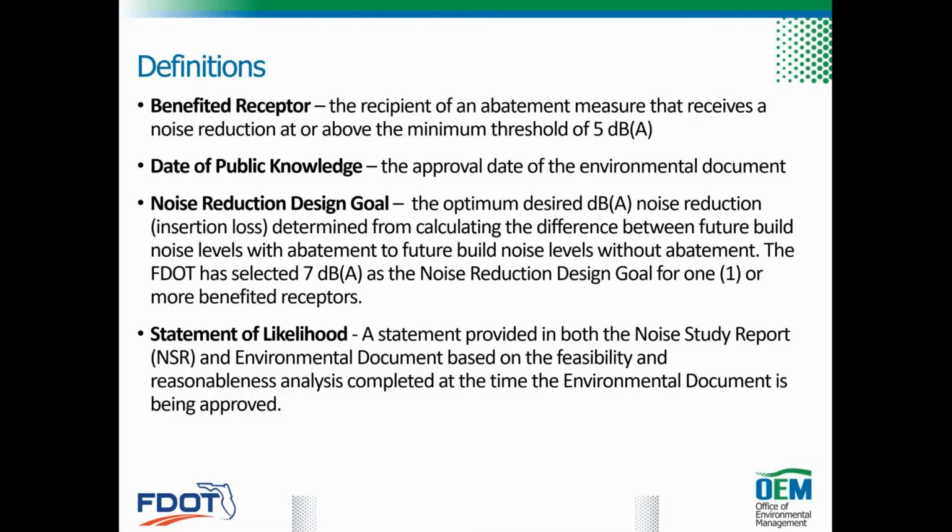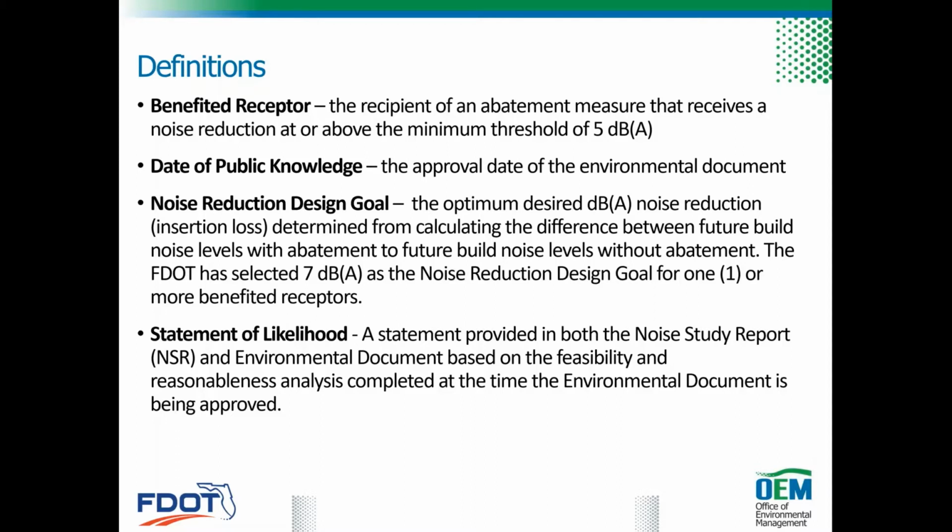So some definitions that I want to share for the purpose of this discussion this afternoon. Of course, Part 2, Chapter 18 of the PD&E manual includes a lot more than these definitions and a lot more detailed information. I just want to highlight some of the areas that I think are worth mentioning for the project managers. A benefited receptor is the recipient of an abatement measure that receives a noise reduction at or above the minimum threshold, which is 5 decibels.